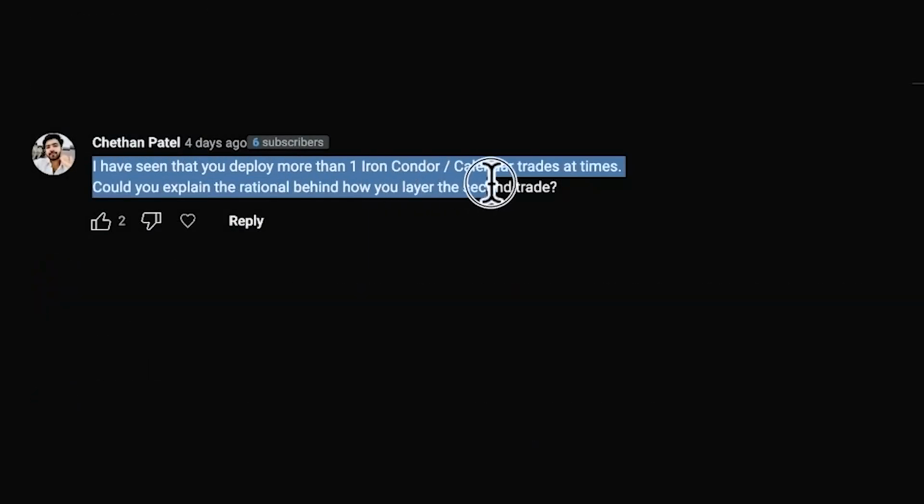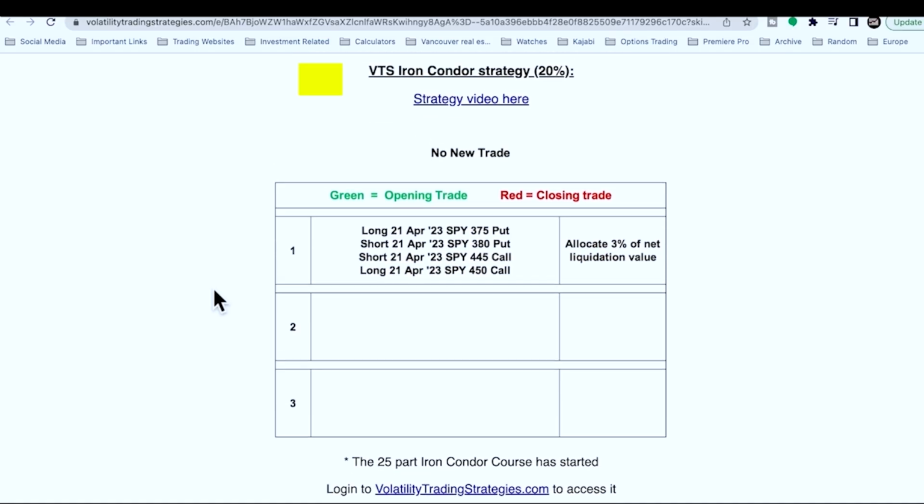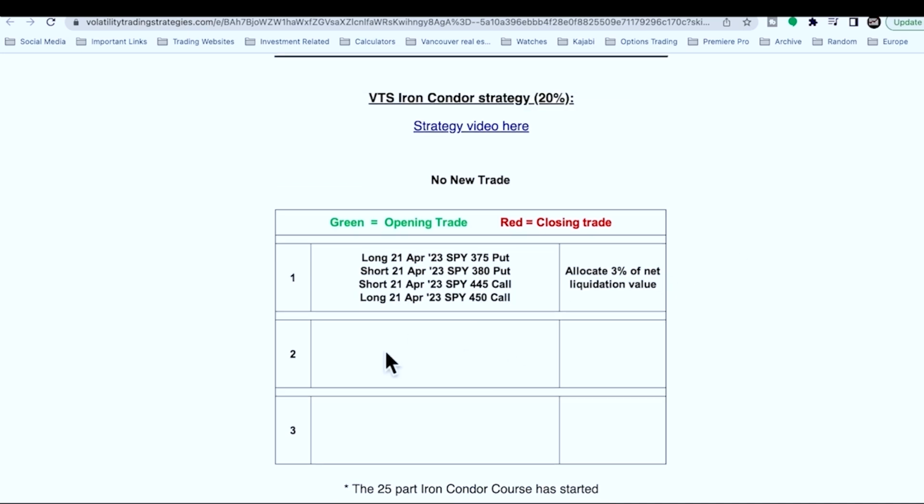I have seen that you deploy more than one Iron Condor calendar trade at a time. Could you explain the rationale behind how you layer the second trade? If I scroll down here to the Iron Condor strategy, we do have availability for 3 trades at once. Right now, we only have one, the way it's worked out. But yes, we can do 3 trades.